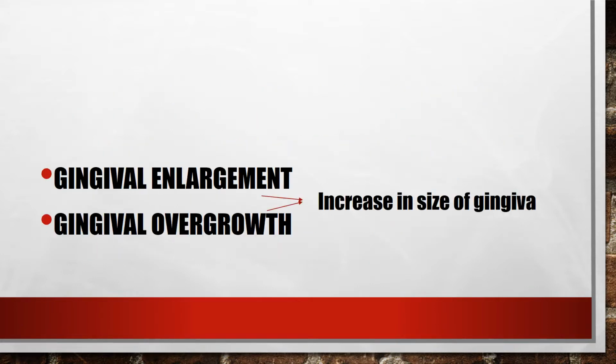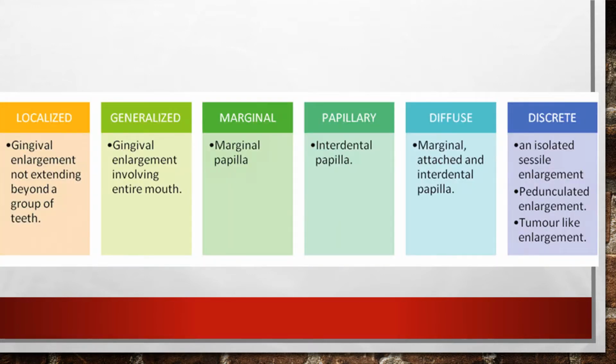Gingival enlargement can be called gingival overgrowth. It is defined as an increase in the size of the gingiva, whether in the number of cells or in the size of the cells. It has been classified according to location and distribution. It is divided into localized, generalized, marginal, papillary, diffuse and discrete.